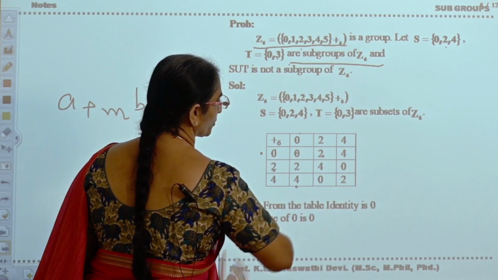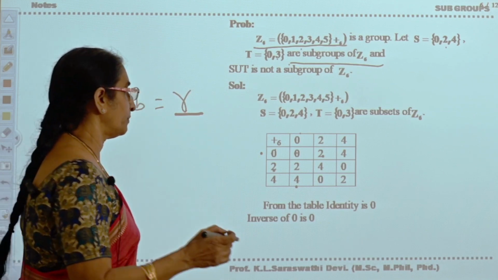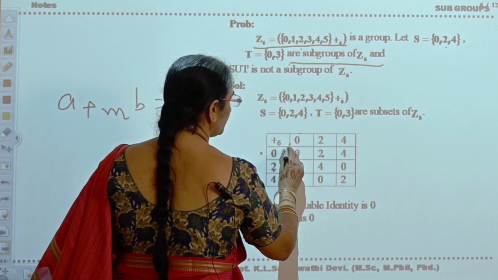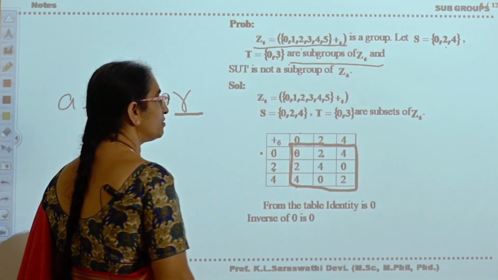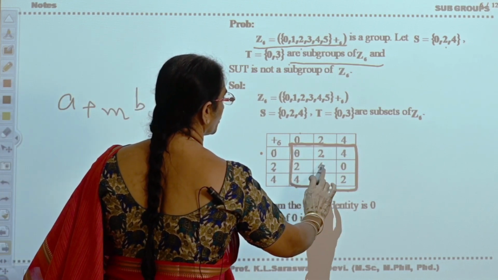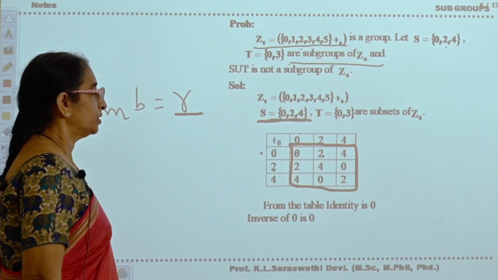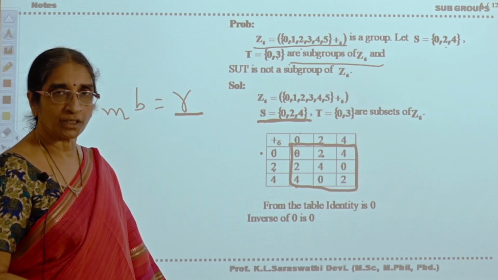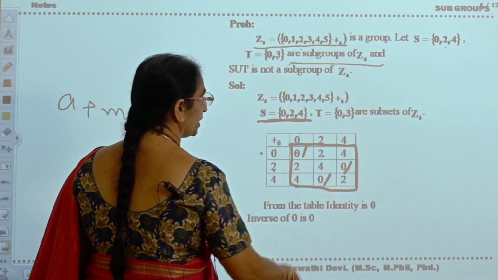Next, 4 plus 4, 8. 8 by 6, 1 time it cancels, 2 is the remainder, that you are writing here. Now, if you observe the body of the table, this is called the body of the table. All the entries 0, 2, 4, 2, 4, 0, 4, 0, 2 belong to S. Now, every row has the additive identity. Therefore, 0 is the additive identity existing.